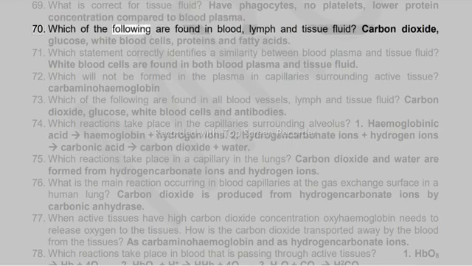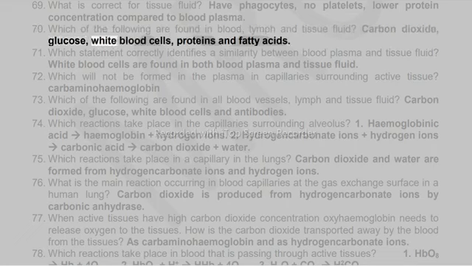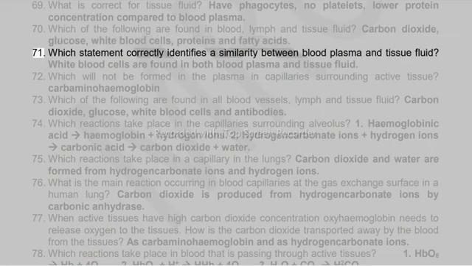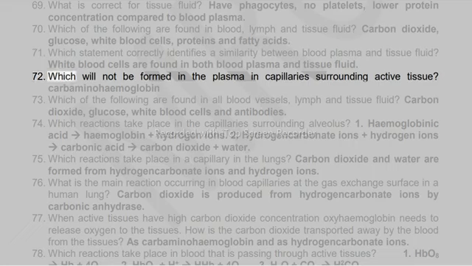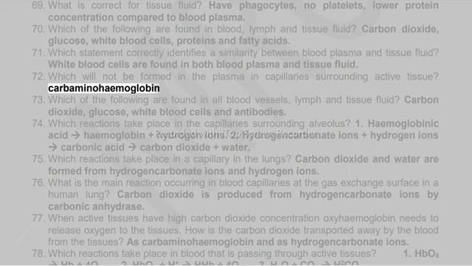70. Which of the following are found in blood, lymph and tissue fluid? Carbon dioxide, glucose, white blood cells, proteins and fatty acids. 71. Which statement correctly identifies a similarity between blood plasma and tissue fluid? White blood cells are found in both blood plasma and tissue fluid. 72. Which will not be formed in the plasma in capillaries surrounding active tissue? Carbaminohemoglobin.